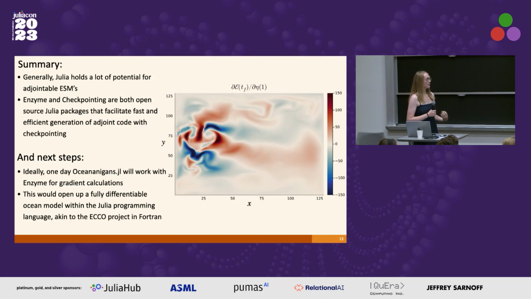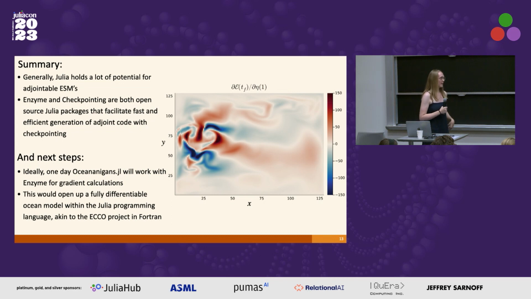And so in summary, Julia just holds a lot of potential for adjointable Earth system models. As we've seen, Julia holds a lot of potential for Earth system models in general. Being able to differentiate them and do sensitivity analysis or data assimilation with the adjoint method would just be an added bonus. Enzyme and checkpointing are both open source Julia packages that facilitate fast and efficient generation of my adjoint code. So it's really great. I don't need to write my adjoint code by hand. I get to do it with these packages that are freely available to everyone.